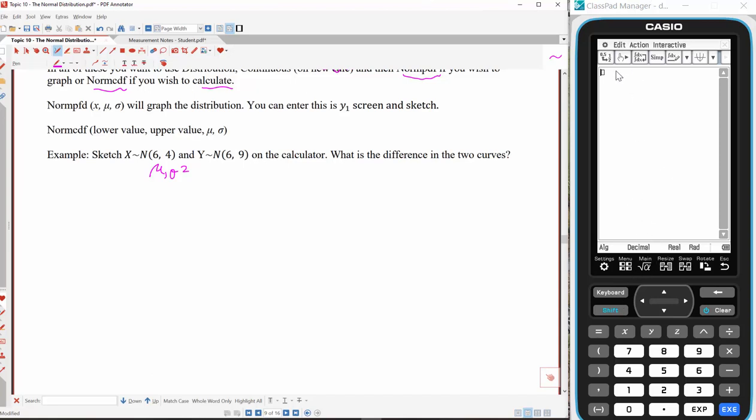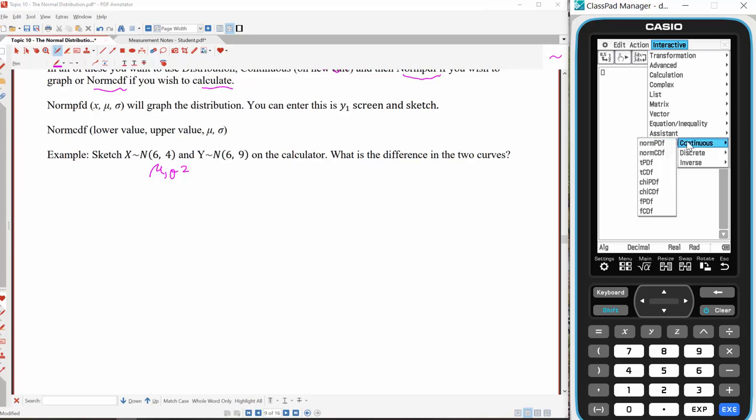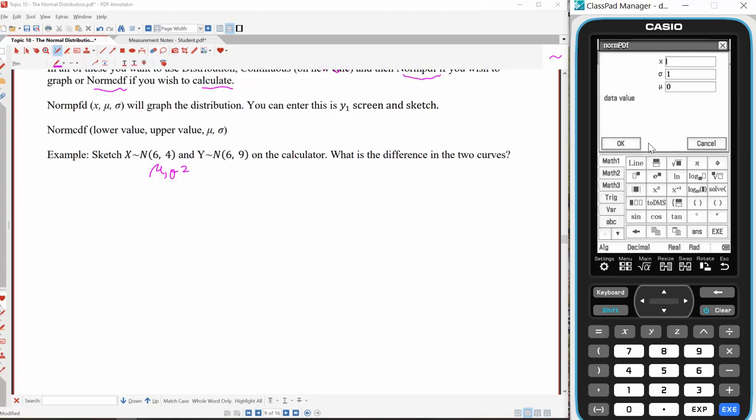So I'm going to now use normal PDF to graph the distribution. I'm going to go to interactive, distribution. It's a continuous distribution, and we're going to use norm PDF. What we do is for x, we use x. Now this is asking us for the population standard deviation. The calculator is not really well designed to work with the standard format that we write these things. So first of all, the calculator wants sigma, which is the standard deviation.